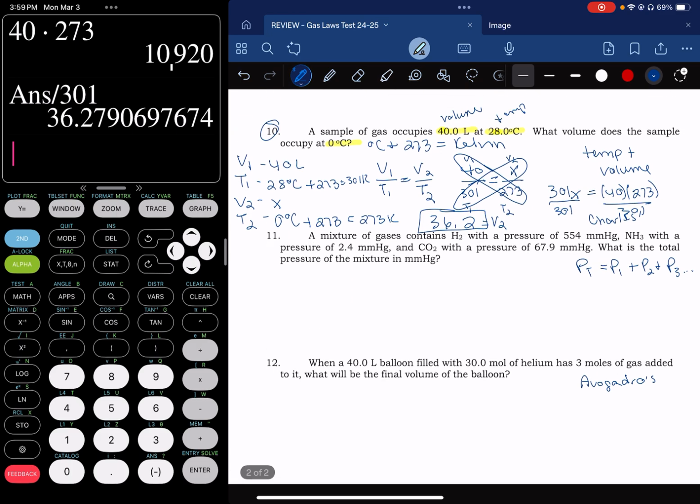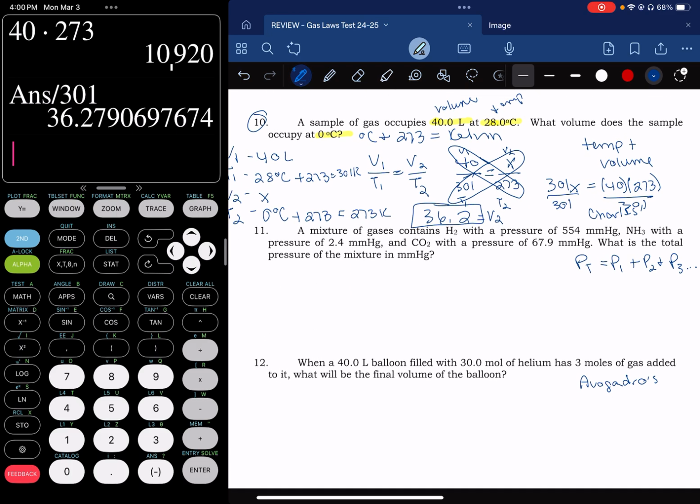All right, let's look at the other one, and this one I want you to pay particular attention to. In class, we've talked about Avogadro's law, where we're dealing with our volume and our number of moles, little n. We have our initial volume over our initial number of moles equals our final volume over our final number of moles. It states this in the problem. We have our volume here, moles here, and moles here, and it's asking for our final volume. It says when a 40-liter balloon filled with 30 moles of helium has 3 moles of gas added to it, what will be the final volume of the balloon?